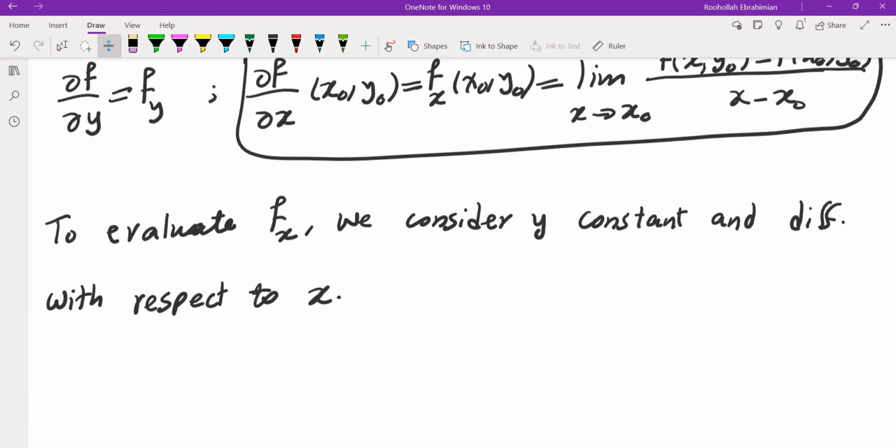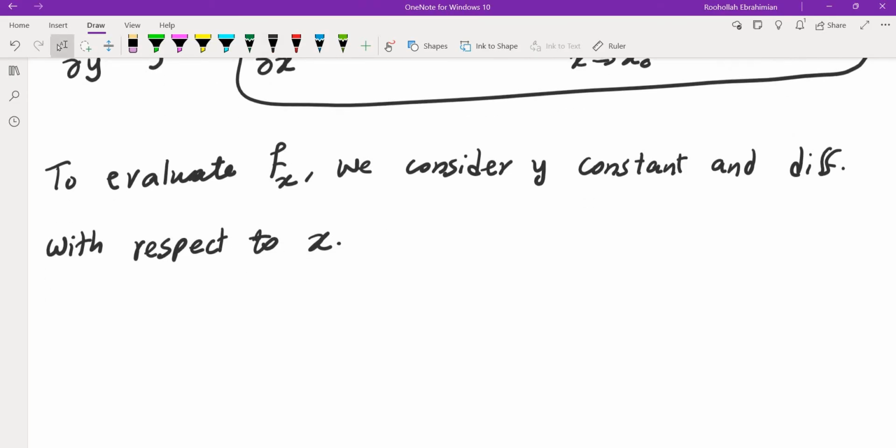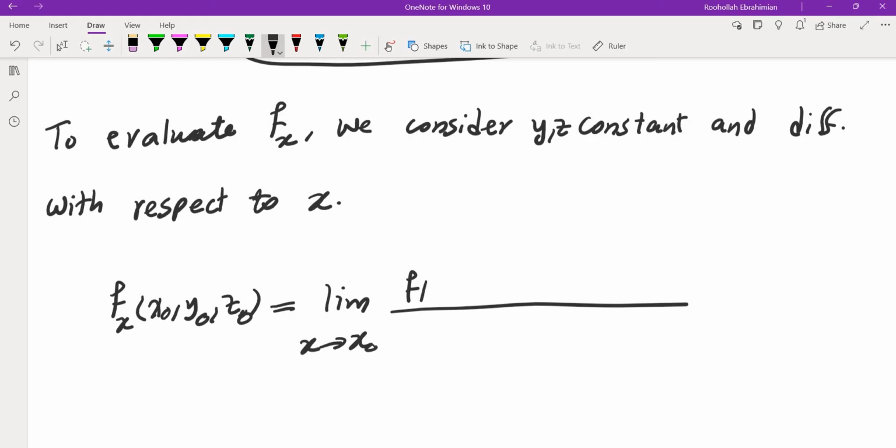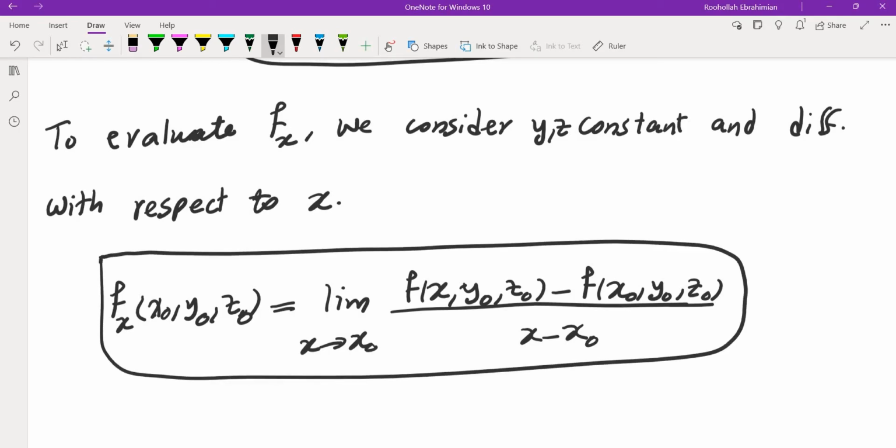So if you have a function of three variables, then you do the same thing. If you have three variables, then you consider y and z constant and differentiate with respect to x. So for functions of three variables, if I'm evaluating f sub x at x naught, y naught, z naught, the limit definition is going to be the limit as x approaches x naught, f of x comma y naught comma z naught minus f of x naught comma y naught comma z naught divided by x minus x naught. So this is the partial derivative of f with respect to x at x naught, y naught, z naught.